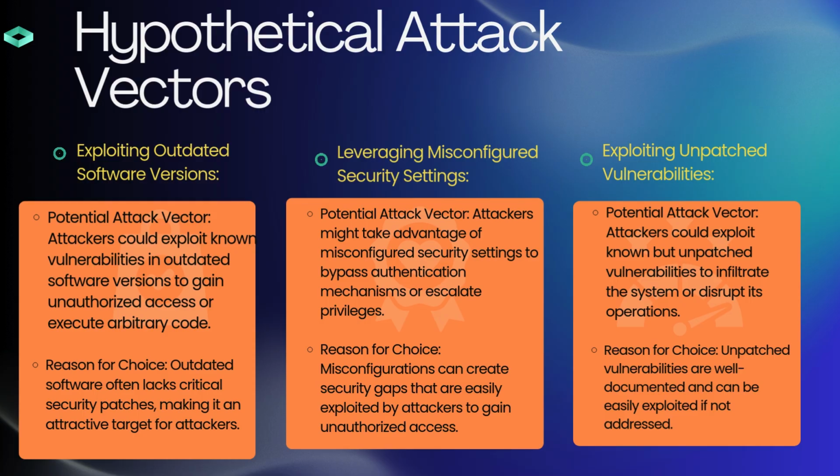Based on the vulnerabilities identified, we hypothesized potential attack vectors. These include exploiting outdated software versions, leveraging misconfigured security settings, and exploiting unpatched vulnerabilities. Outdated software often lacks critical security patches, making it an attractive target for attackers. Misconfigured settings can create security gaps that are easily exploited. Unpatched vulnerabilities are well documented and can be easily exploited if not addressed. The potential impacts of these attack vectors include data breaches, unauthorized access, and significant financial losses.